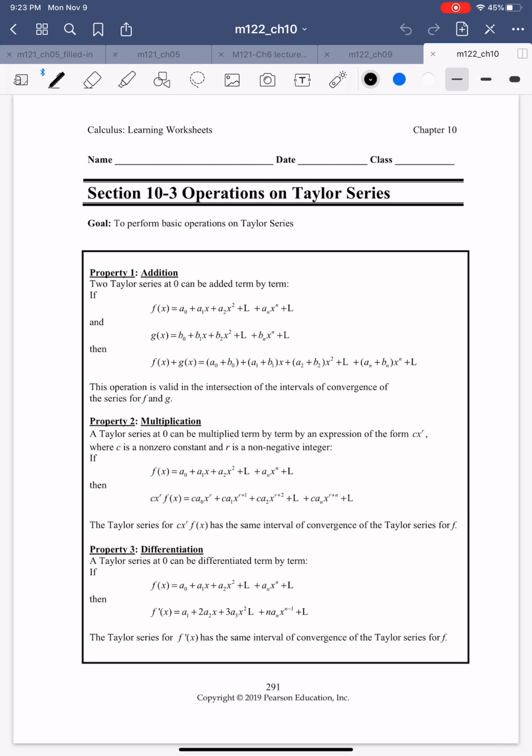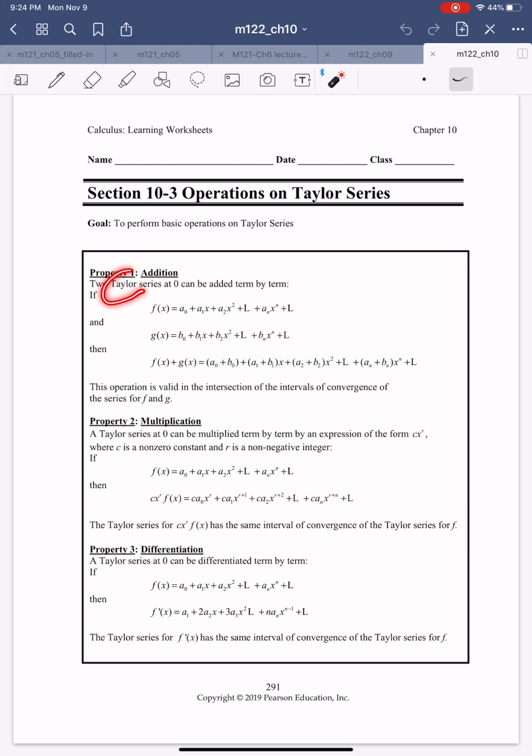In this video, we are going to go over chapter 10.3, which is operations on Taylor series. In the last videos, we were learning what the Taylor series is and using the Taylor polynomial to approximate a function. So the goal of this section is to perform some basic operations on Taylor series. So here are some properties.